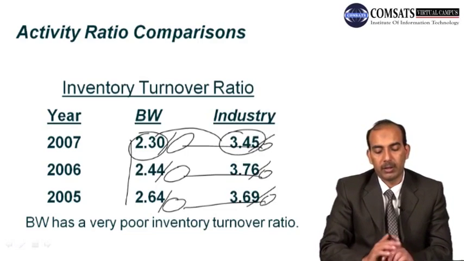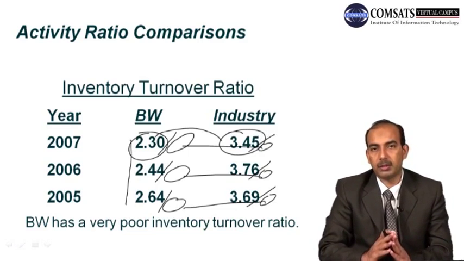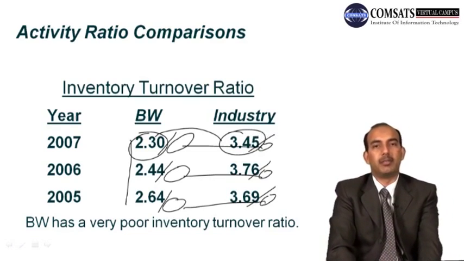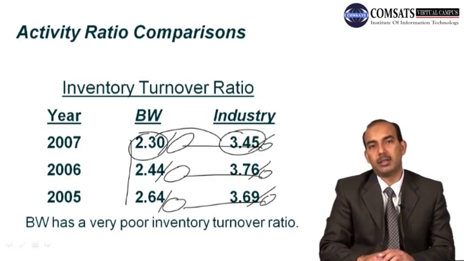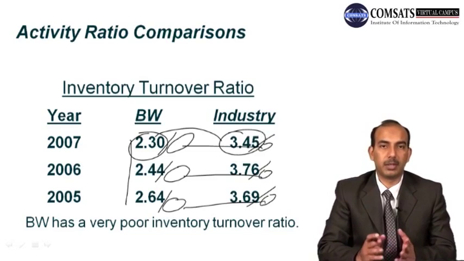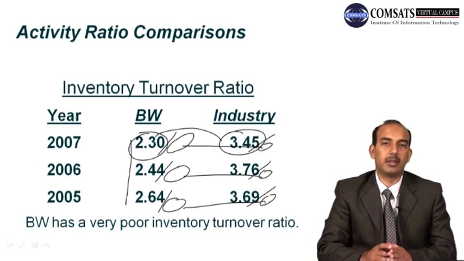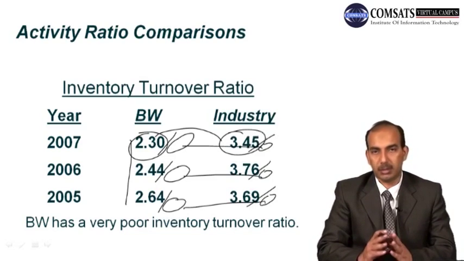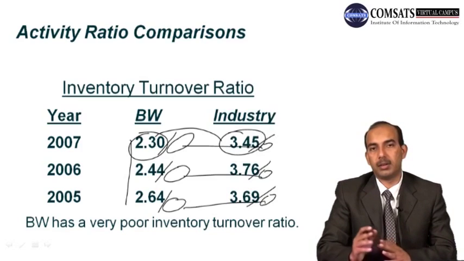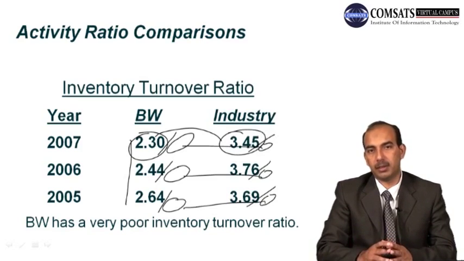So it means the inventory turnover ratio is not compatible with the industry, and the inventory management has a question mark: is it being used efficiently, or is the firm achieving its objectives towards the inventory management? So if we look at the industry, the answer is no. So there is some suspicion about how the inventory is being handled in the firm.